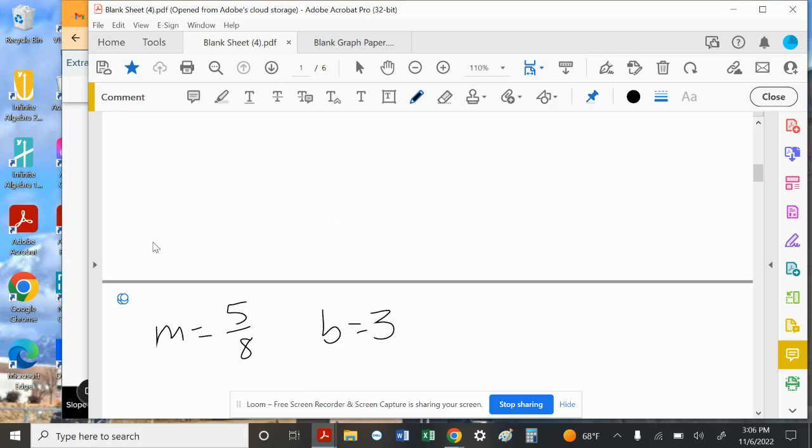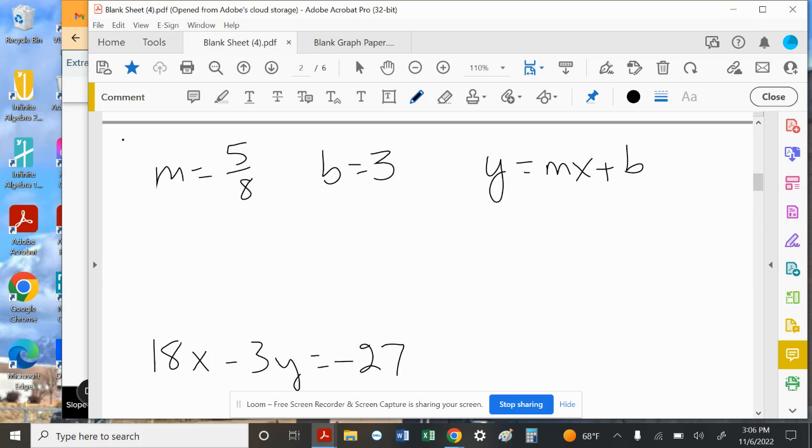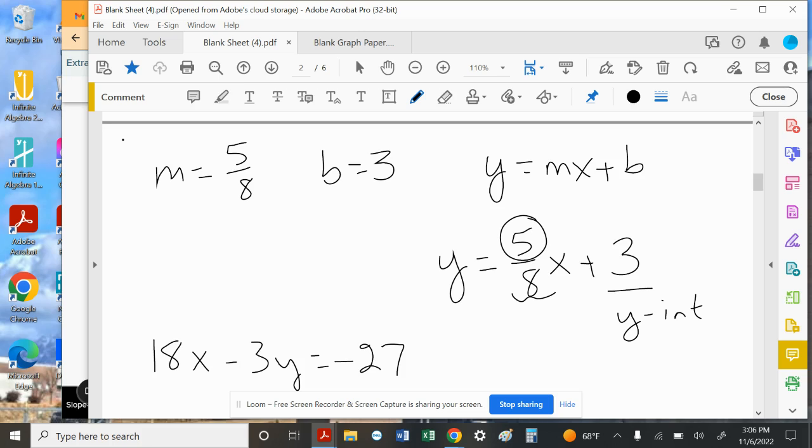We have a slope of this one, so we know that the equation is y equals mx plus b. This should be pretty straightforward. All we have to do is just write y equals 5/8x plus 3. What is 3? That's my y-intercept. What is 5/8? That's my slope. What does that mean to do? That means to go up 5 and to the right 8.